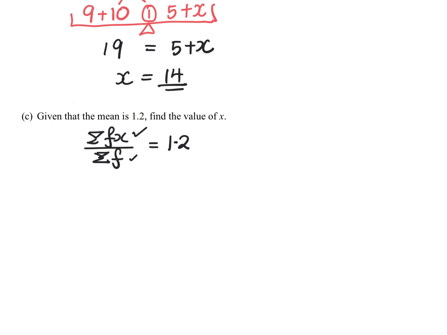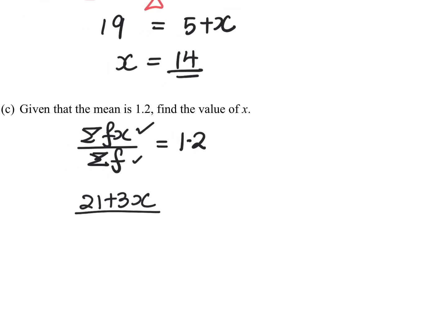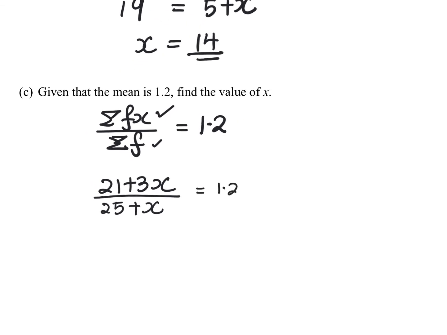So I'm going to replace this with 21 plus 3x over my total frequency 25 plus x. And this whole thing is equal to 1.2. Alright, so now we're going to work in decimal, and then we're going to do a cross multiplication. Cross multiplying, the equal sign stays in the center. This is 21 plus 3x. This is 25 times 1.2, 30, plus 1.2 times x, 1.2x.